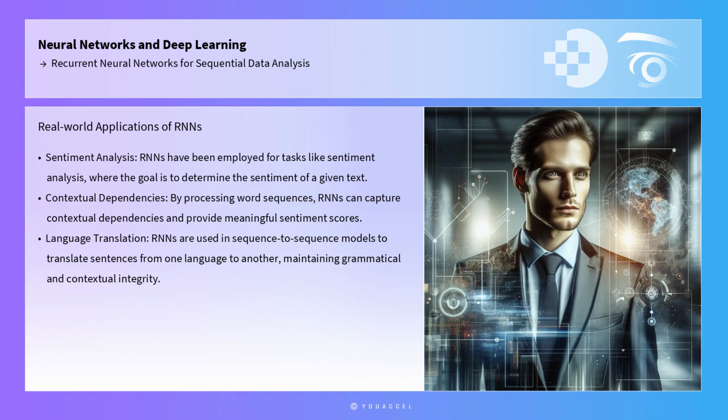Real-world applications of RNNs are vast and diverse. In natural language processing, RNNs have been employed for tasks like sentiment analysis, where the goal is to determine the sentiment of a given text. By processing word sequences, RNNs can capture contextual dependencies and provide meaningful sentiment scores. Similarly, in language translation, RNNs are used in sequence-to-sequence models to translate sentences from one language to another, maintaining the grammatical and contextual integrity of the text.